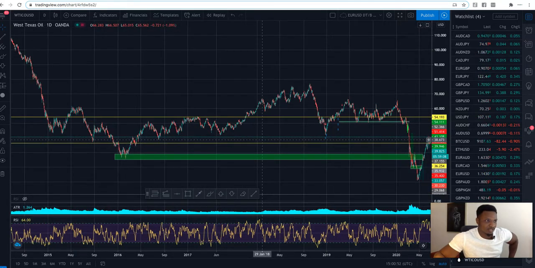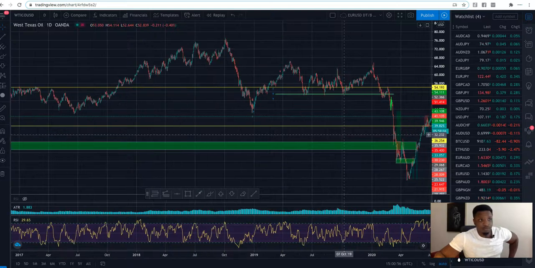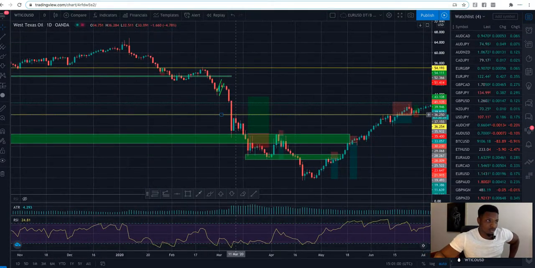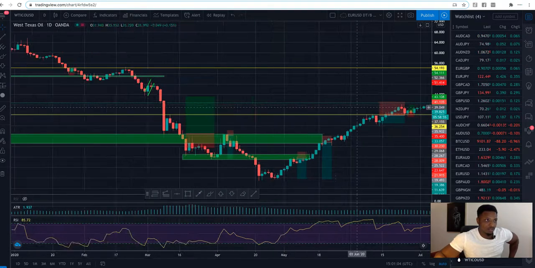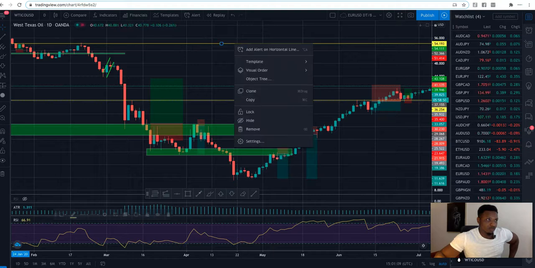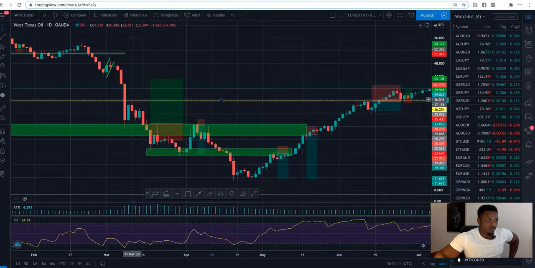I'll just put these lines here so I can remember what I'm going to talk about in this video. But you can see the immediate structure level looking left is on the money. It just touches that line and reverses. And that's exactly what happened here. So pay attention to this first line. Let me just take this off. So this is the structure level we're looking at.